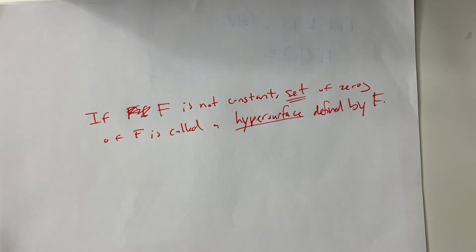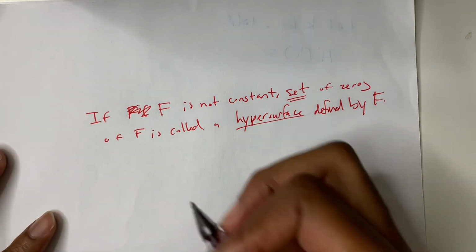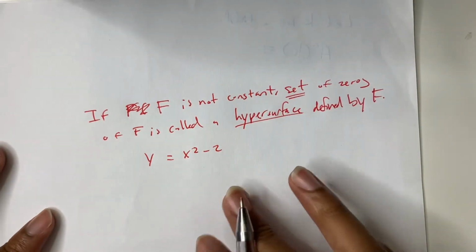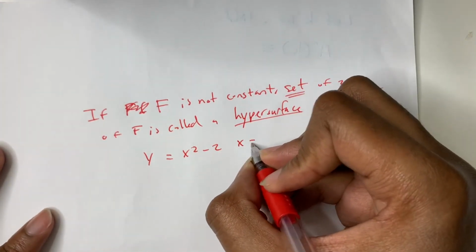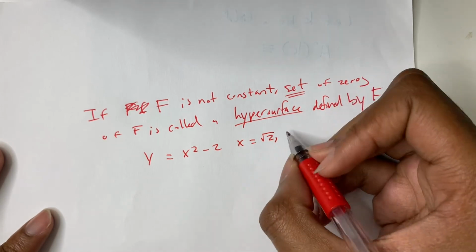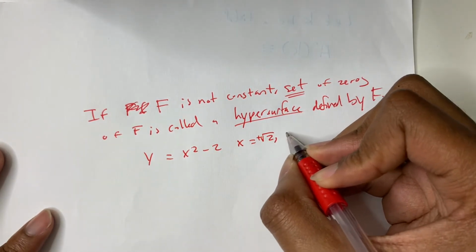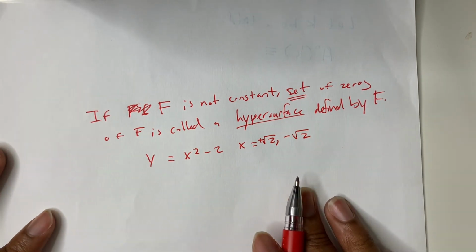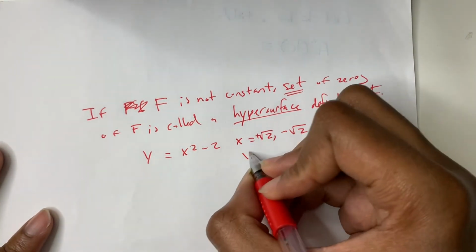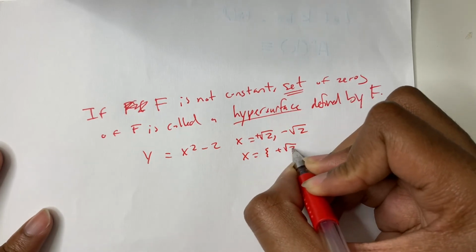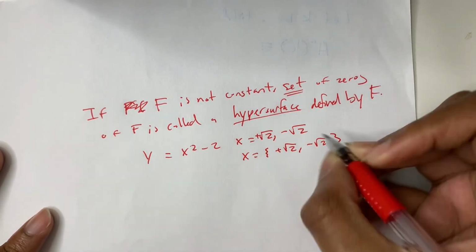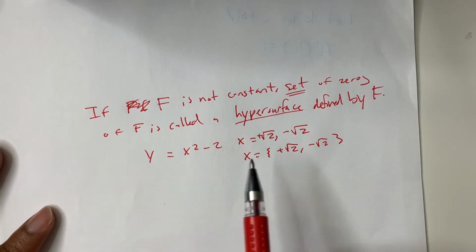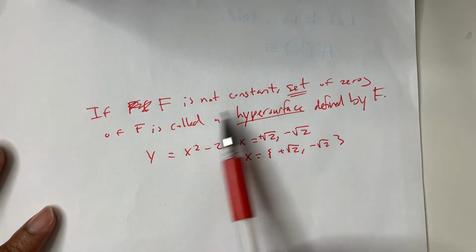Okay, so let's give an example again. We have y equals x squared minus 2, and the set of zeros would be x equals the positive square root of 2, and x is minus the square root of 2. So you could just put this in a set, right? Square root of 2, minus square root of 2. And our function y is of course not a constant, and this is my set of zeros. So the set of zeros is the hypersurface.